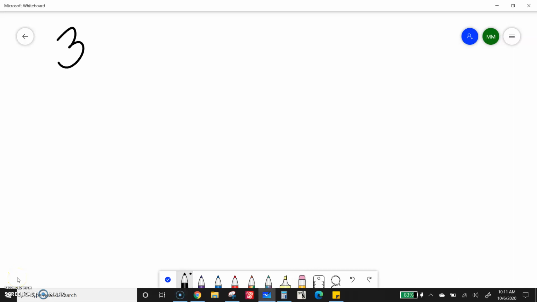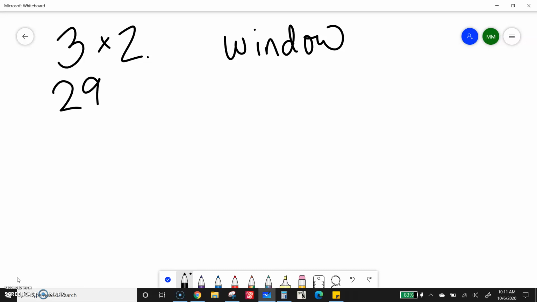Alright, 3-digit by 2-digit multiplication. Here we go, window method. Same principles apply as the other ones. This time we just will have a 3 box by 2 box little grid there. The first problem is going to be 294 times 48.